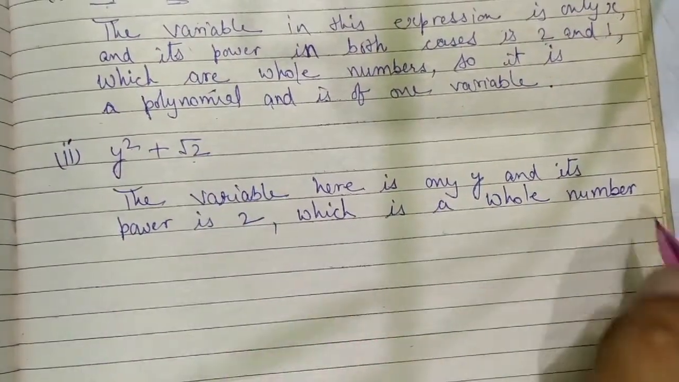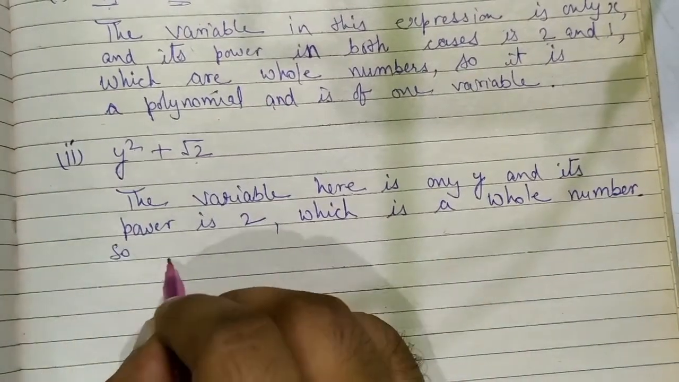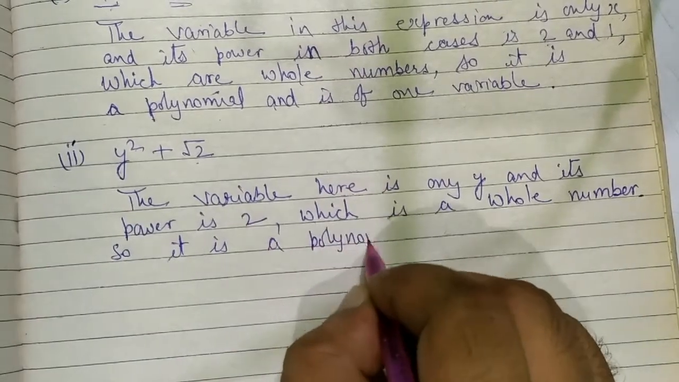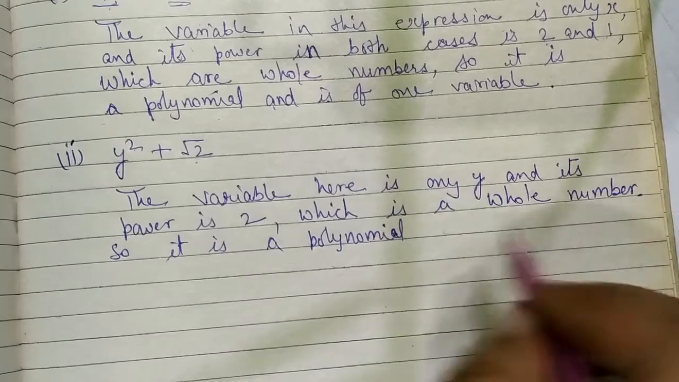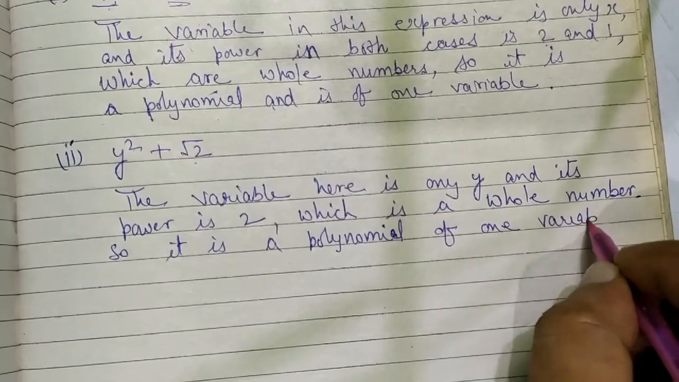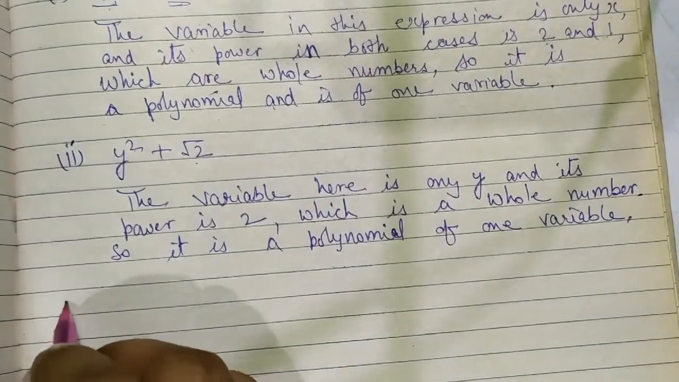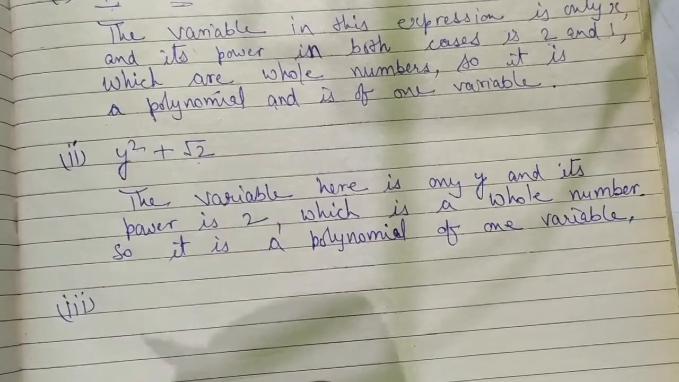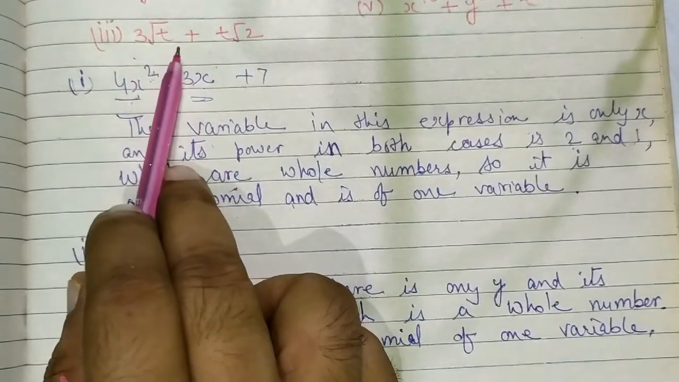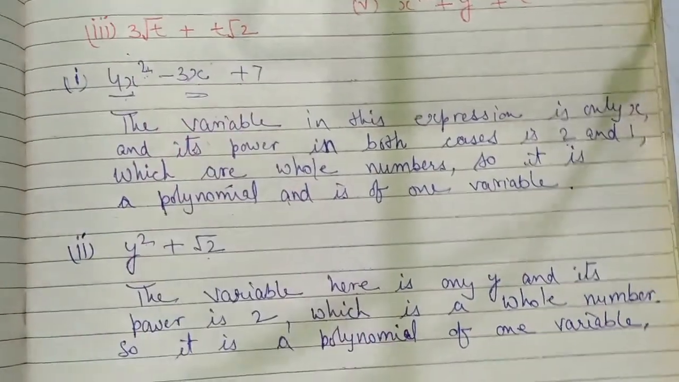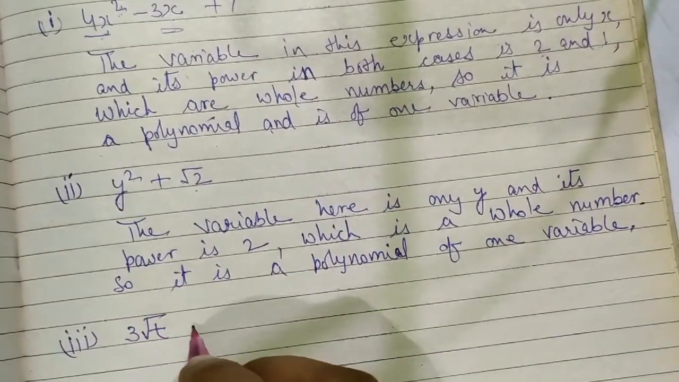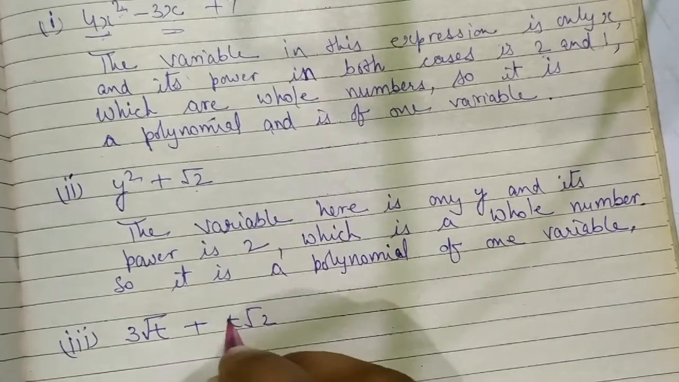So it is a polynomial of one variable. Okay, I hope you have got this. Okay, now let's do the third one. It is this one, this question, 3t plus t root 2. Let's write it down here. It's 3 root t plus t root 2.